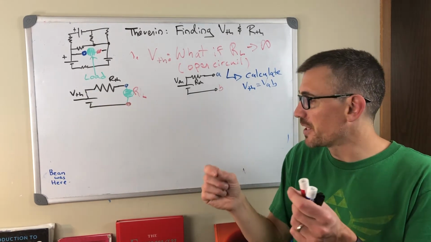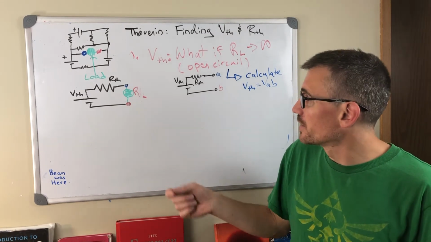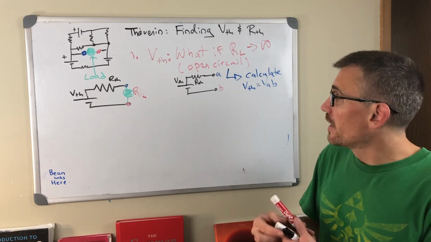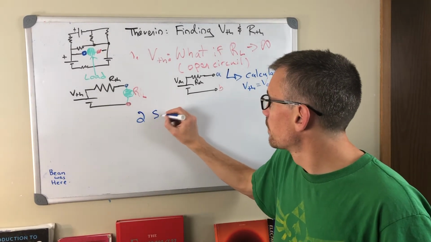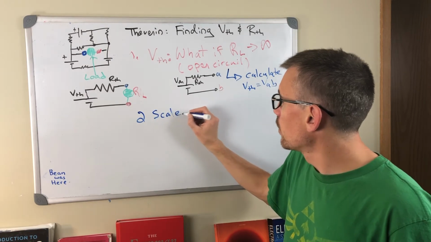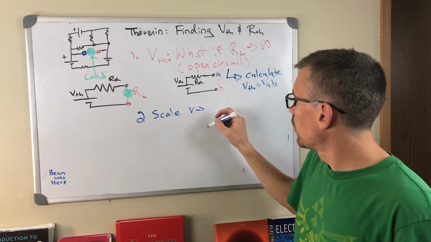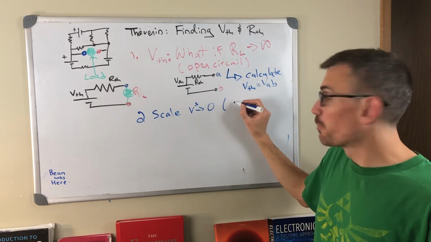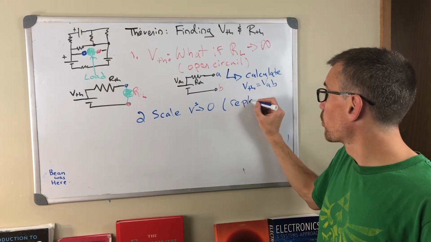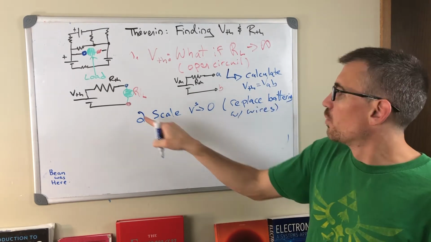It maintains the same potential. That's a lot of words to describe a wire, an equipotential surface. So if I scale all voltages down to 0, in other words, I replace all batteries with wires, what does my circuit look like?